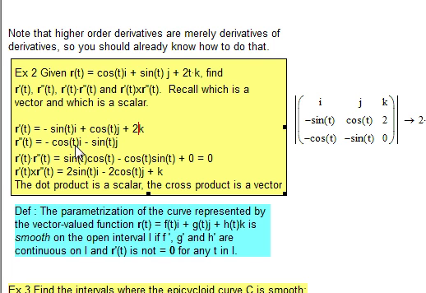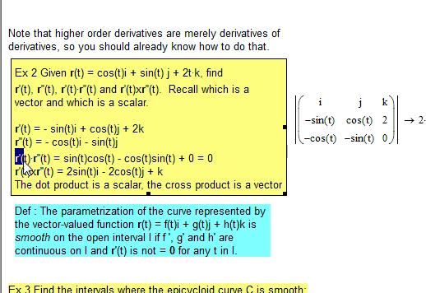So interesting that the first derivative is a circle in the plane where z equals 2, because the k component is constant. And the second derivative is a circle in the xy plane because the z component equals 0. So let's look at the dot product.